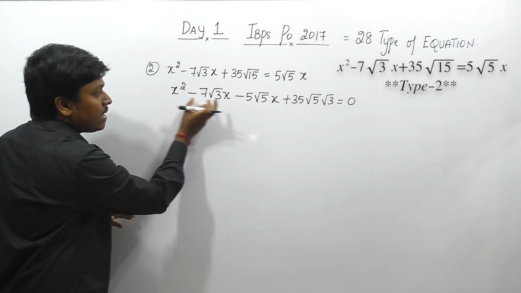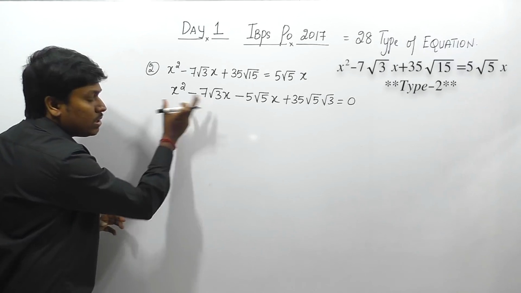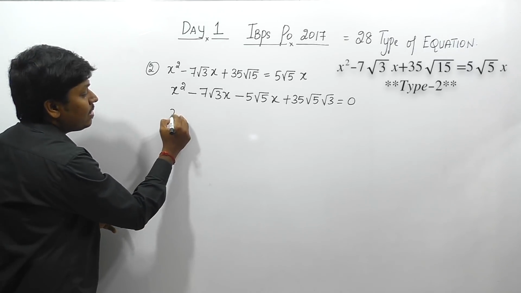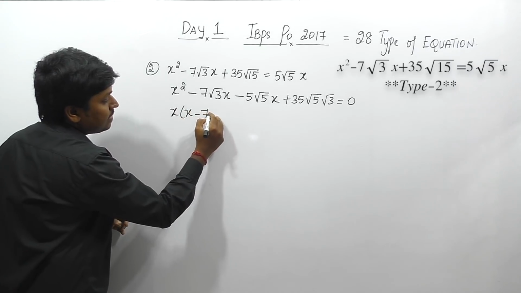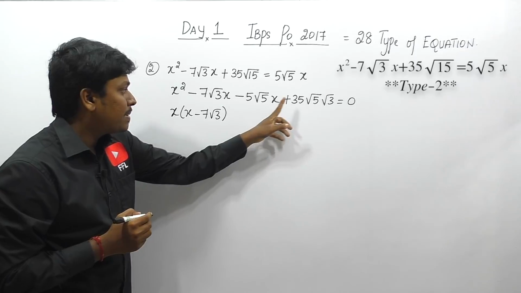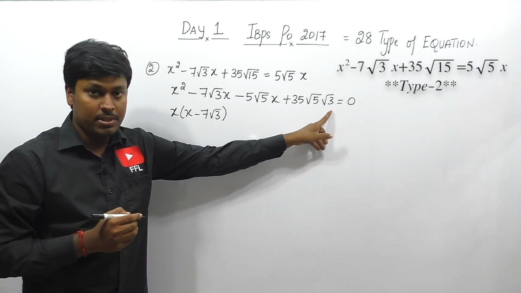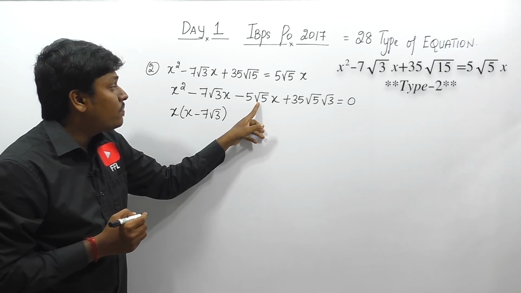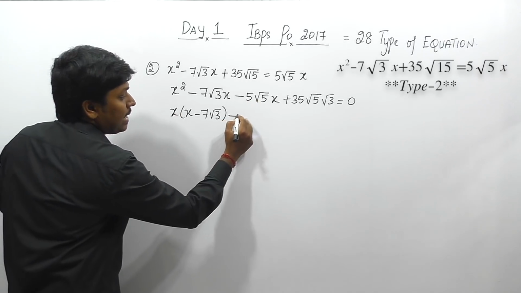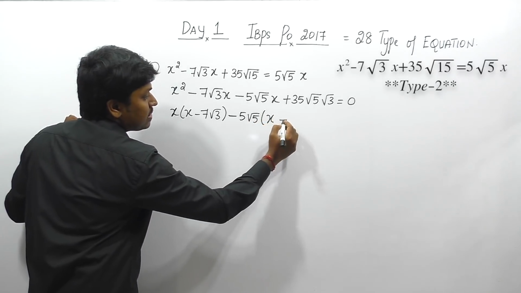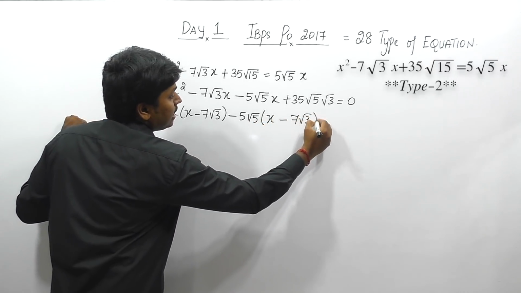So friends, totally there are 4 terms, right? In the first 2 terms, I am going to take x as common. So this becomes x into (x minus 7 root 3), and similarly here it is minus 5 root 5 x plus 35 root 5 and root 3. Root 5 is common, so let me take 5 root 5 as common, right? So minus of 5 root 5 into (x minus 7 root 3) is equal to 0.